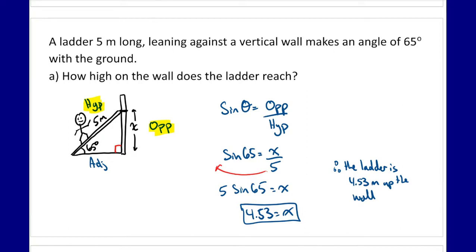We plugged in our information, we solved, and we should get that x, the height that the ladder reaches to, is 4.53 meters. So again, hopefully this was relatively straightforward in terms of identifying that we did have a right angle, and that tells us that we have to use one of our trig ratios. So going back to labeling those 3 sides and so on.